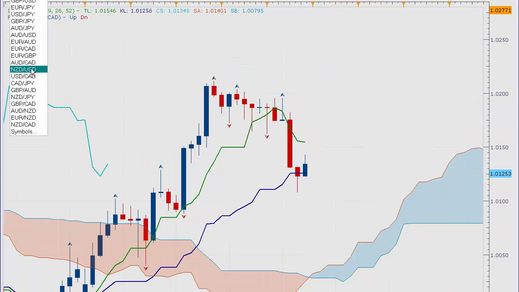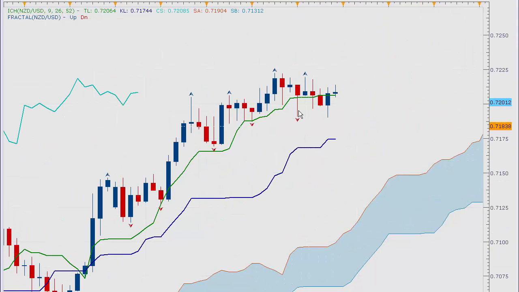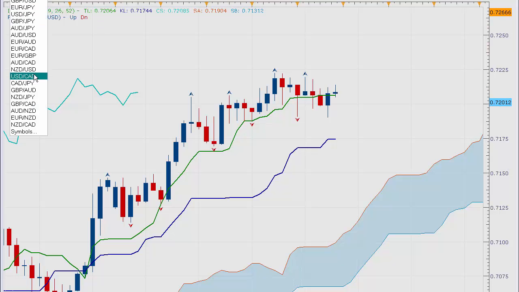So that's Aussie CAD. New Zealand dollar, US dollar. Nothing. It's just in between levels again. In between that level and that level. Red and blue candles. Not in a clear trend. Move on. USD CAD.